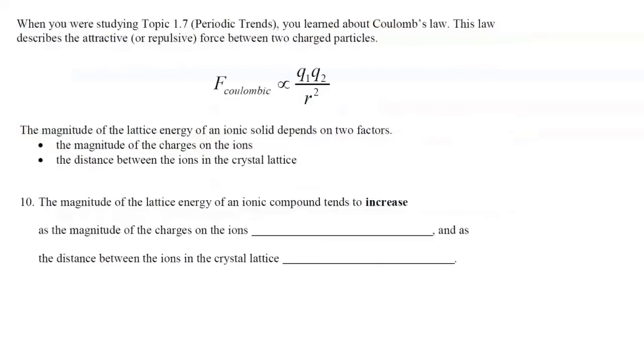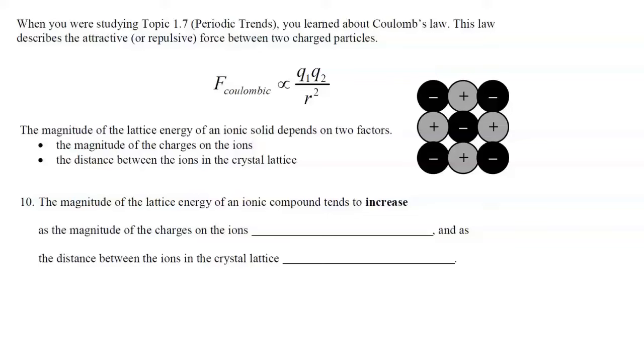Now, this does bring up a good application of Coulomb's law. You may recall, when you were studying periodic trends, which was topic 1.7, you learned about Coulomb's law, and Coulomb's law describes the attractive or repulsive force between 2 charged particles. So back when you were learning about atomic structure and periodic trends, it was about the attraction between the nucleus and the electrons. Now, we're not talking about the nucleus and the electrons. We're talking about the attraction between positive and negative ions in an ionic compound.